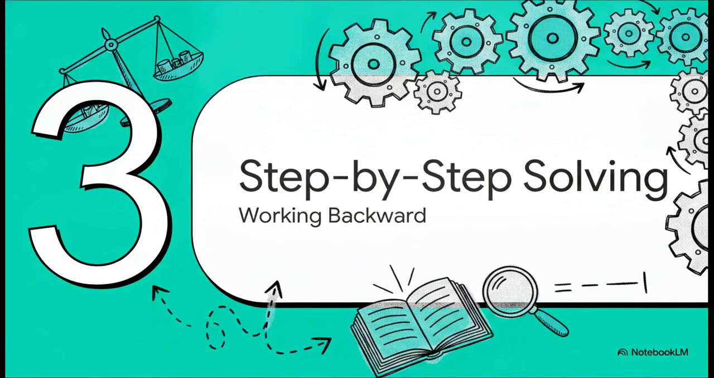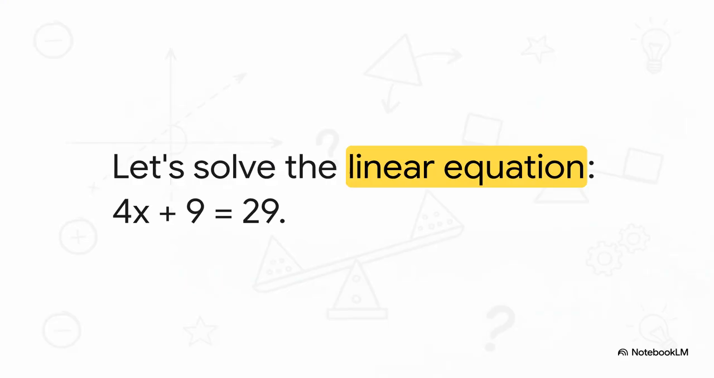Section 3. Solving equations step by step, working backward. Let's see how our source puts this balancing act into practice with a slightly trickier case. We've got 4x plus 9 equals 29. In this scenario, our variable x is being multiplied by 4 and then increased by 9, all balancing out perfectly to 29 on the other side. To solve this, we just have to work backward to isolate x by applying our balancing rules.